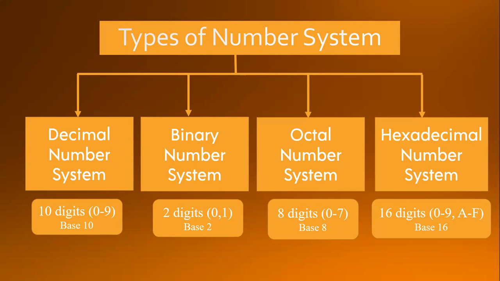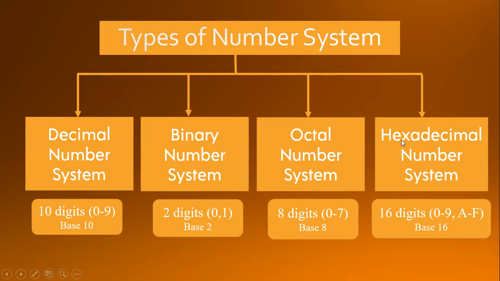So here 9 is not recorded. 8 and 9, both these numbers are not recorded. So 8 digits means 0 to 7. These are the total 8 digits. The numbers are 0, 1, 2, 3, 4, 5, 6, and 7. These are the 8 digits of the octal numbers.